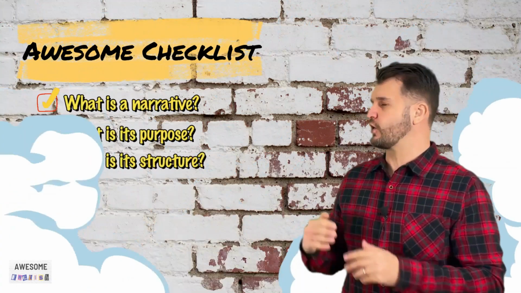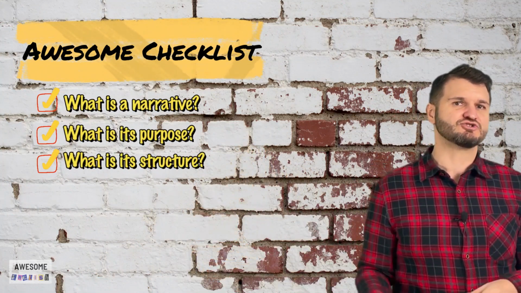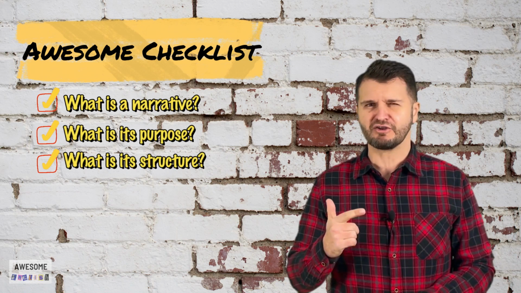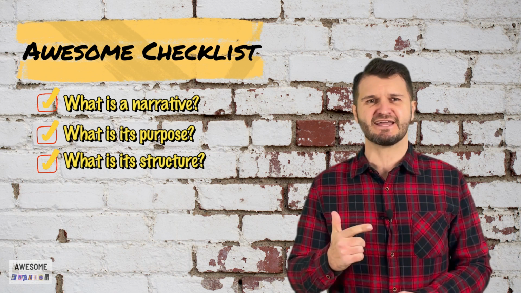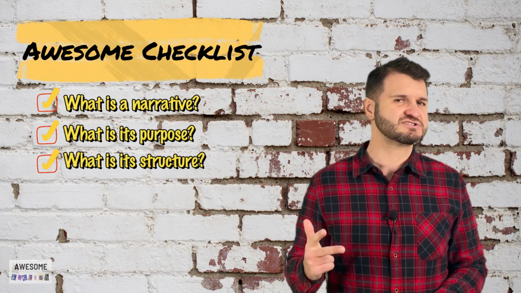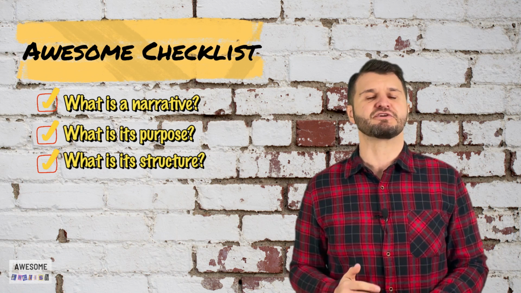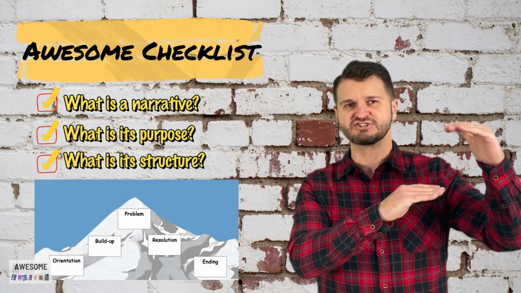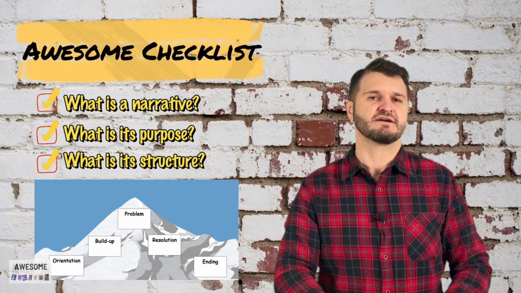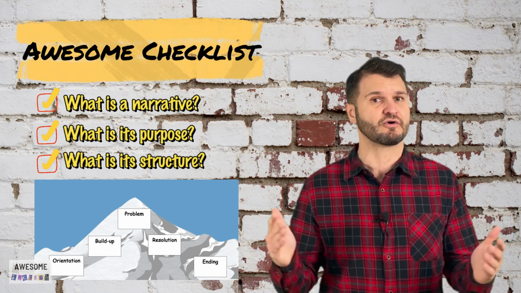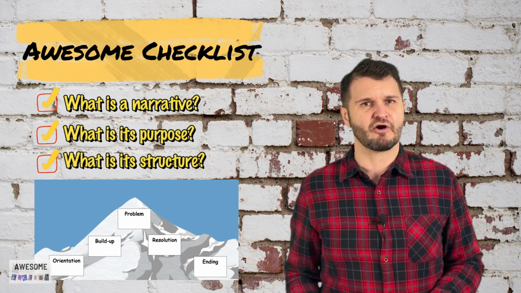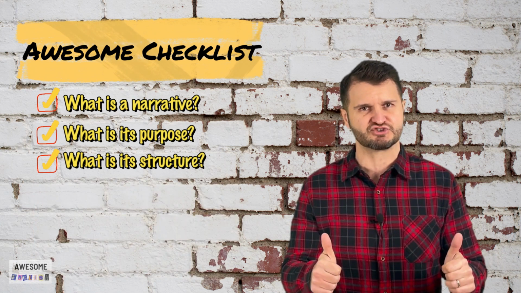So hopefully you achieved our awesome checklist today. You should now know that a narrative is a story. It's not real. You should now know its purpose is to entertain, is to make us laugh, make us cry, make us think. And finally, most importantly today, you should now know that the structure of a narrative is orientation, build-up, problem, resolution, and ending. Now remember, if you're writing a narrative in school or at home, you need to write at least 1 paragraph for each of those parts. All right, give yourself a pat on the back or a thumbs up if you achieved all of those things today.